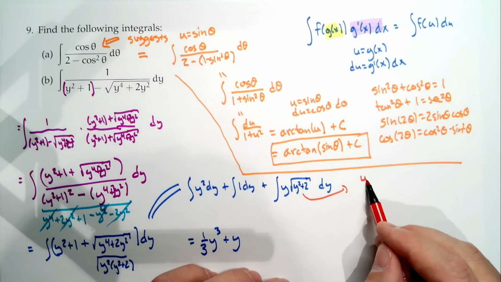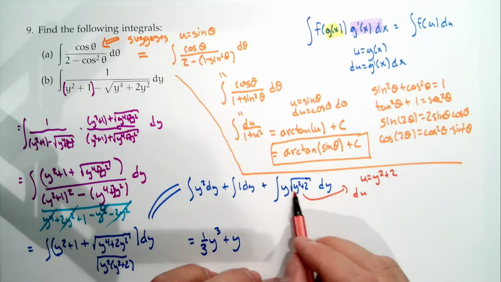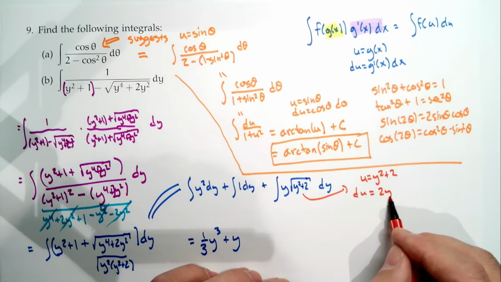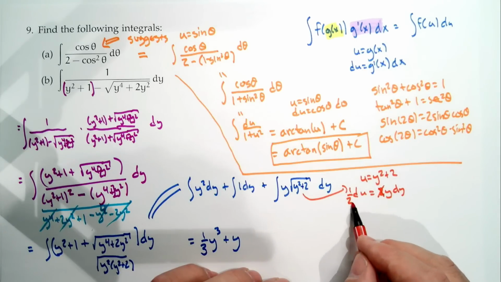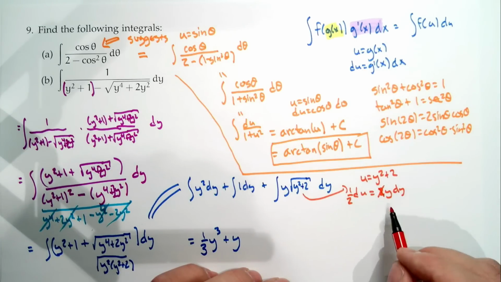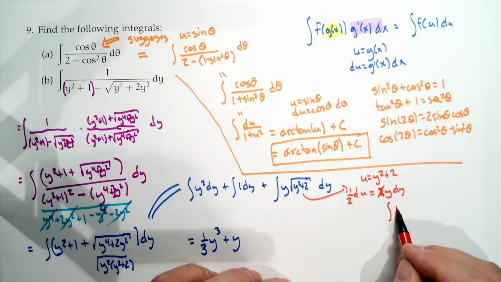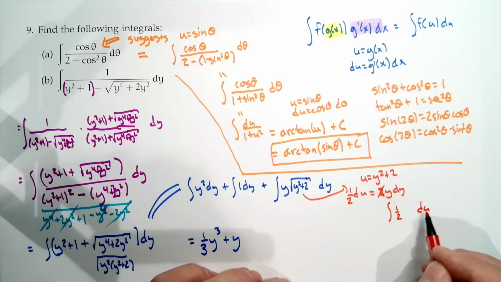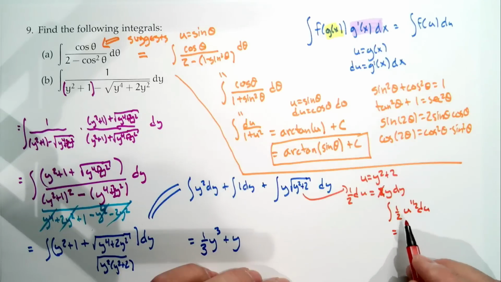So here you let u equal y squared plus 2, because that's our inside function. du is 2y dy, and I can move the 2 across, so 1/2 du is y dy. So this would become the integral of 1/2 du, that's our y dy, and then the square root of y squared plus 2 is u to the 1/2. So now, to integrate that, well, the 1/2 is a constant.